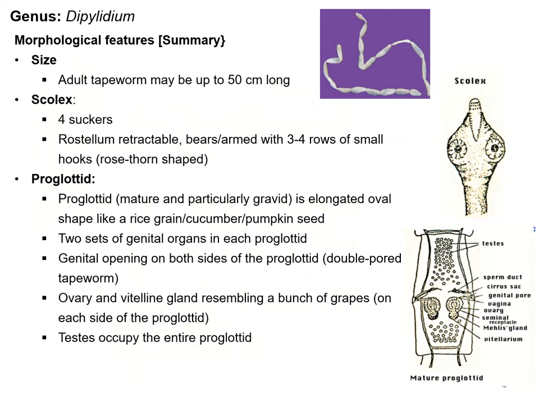So this is the summary slide of morphological features of Dipylidium. I have already mentioned that the adult parasite could be up to 50 centimeters long, and there are four suckers on their body. The rostellum is retractable, and on the rostellum there are 3 to 4 rows of small hooks. Therefore, they are also known as armed cestodes. So you can make a list of the parasites that have hooks on their rostellum, because this is very important for your viva.